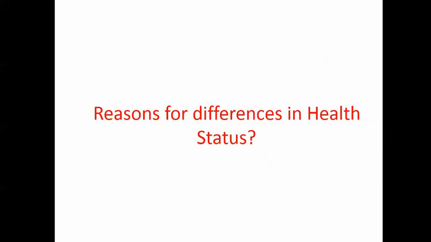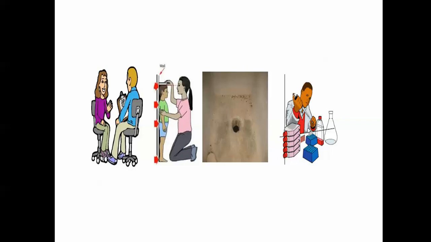Here, red color indicates those who have the disease, and black indicates those who do not have the disease. And we have to understand the reasons for differences in health status, and we look forward to it. And we collect the data by different methods, such as the interview method, the measurement of height and weight, the observation of the basic facilities at home, and the laboratory examination of the samples collected from the people.